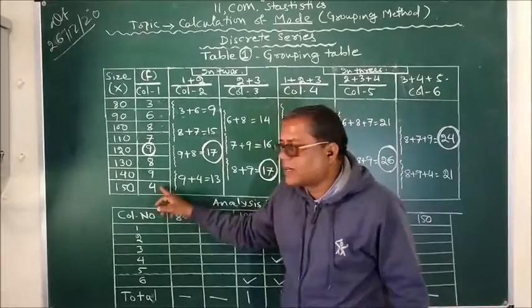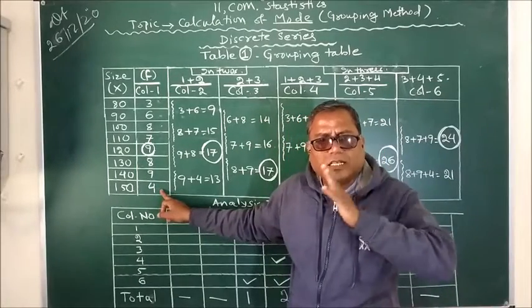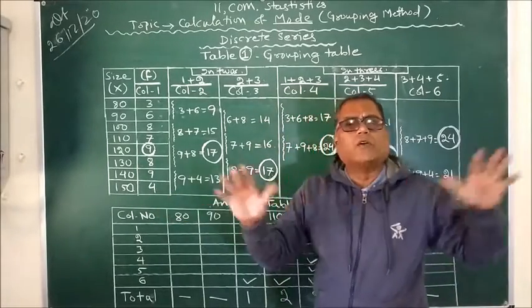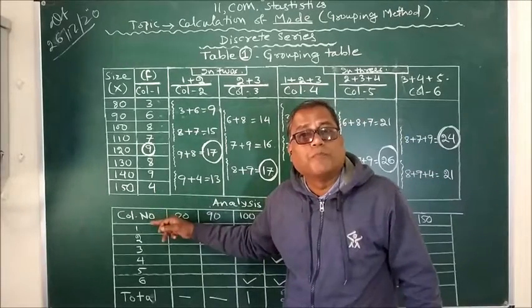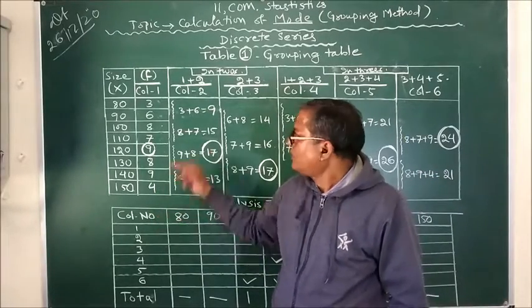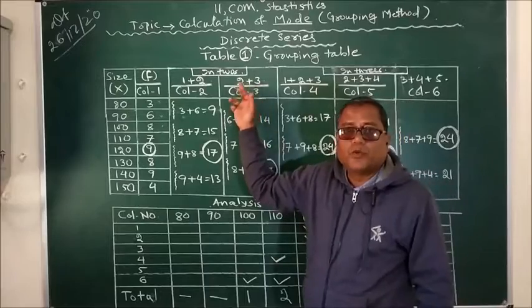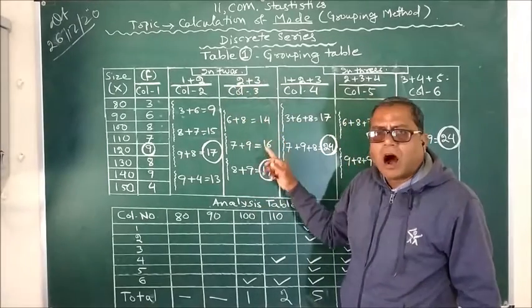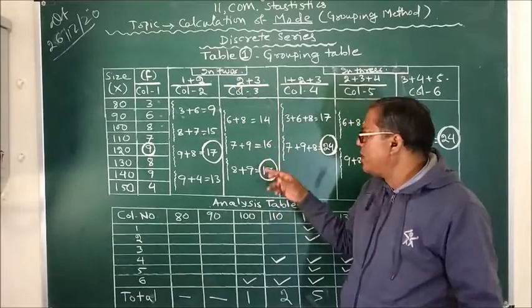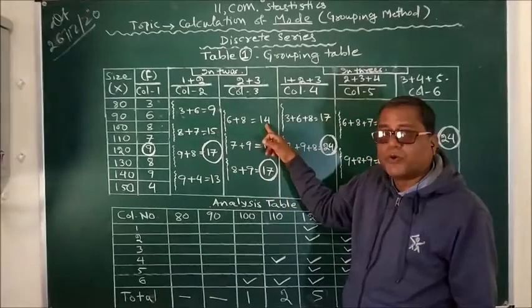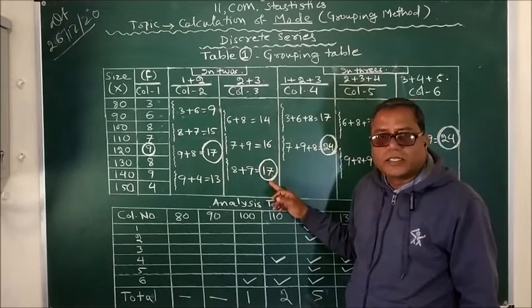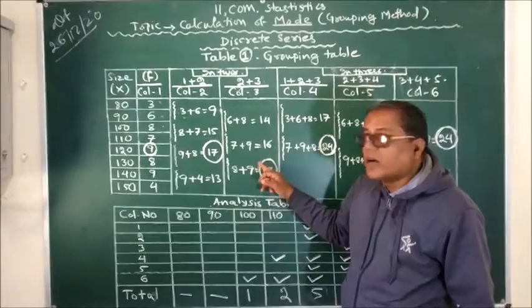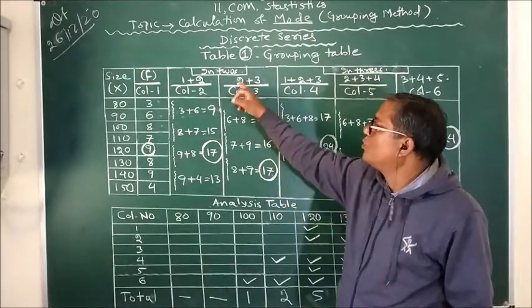And if at last one frequency is remaining, then simply ignore it, because we don't have a pair of more frequency. So that's how we made the 2 plus 3 column, and again out of the sums we will try to find out the maximum value. The first sum is 14, second is 16, third is 17. That's why I circled the highest sum 17 in the 2 plus 3 column.